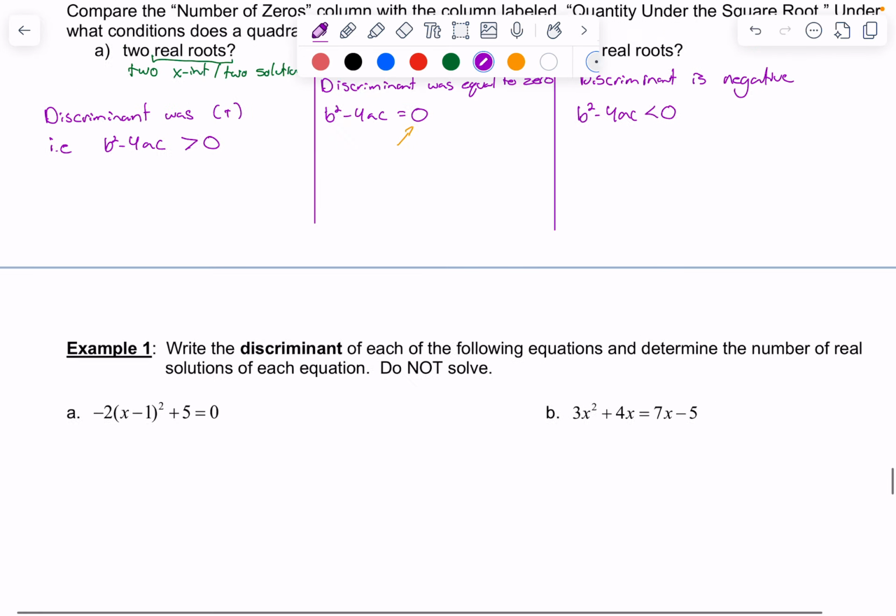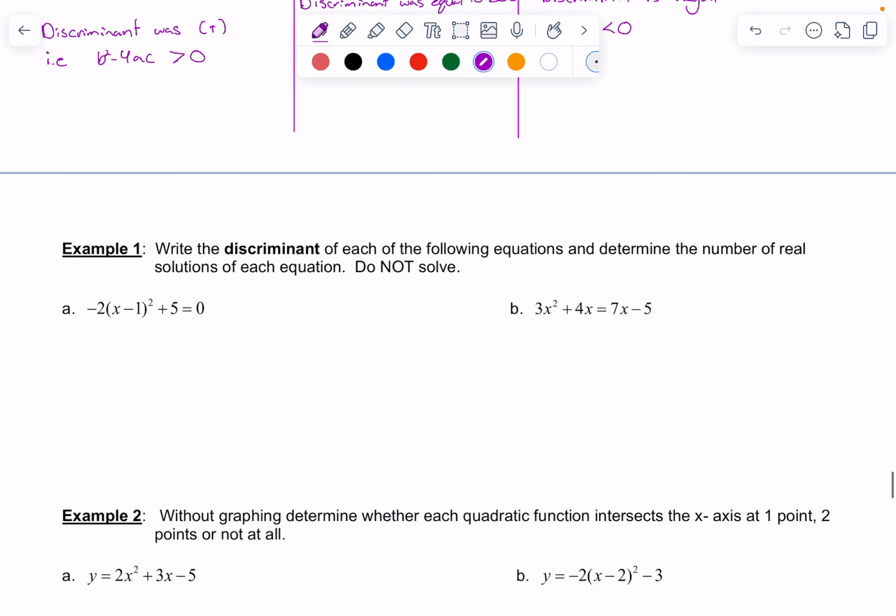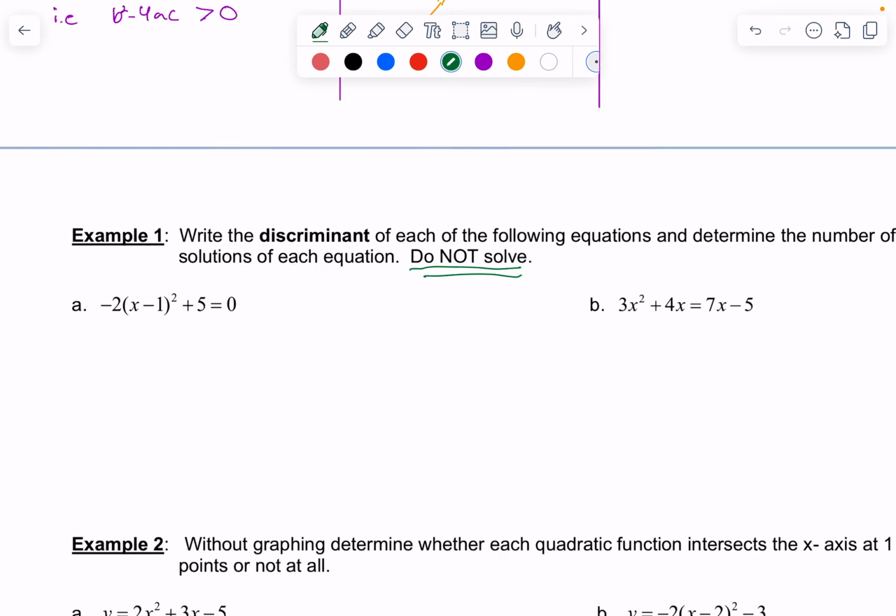So let's do an example. Write the discriminant in each of the following equations and determine the number of real solutions of each equation. Key thing, do not solve. I don't actually care what the value of the x-intercepts is. You're not telling me x equals 3, like there's an x-intercept at 3. No. Just tell me, if you were to solve, how many solutions would you get? Would you get 2, 1, or none? That's what we're after here.